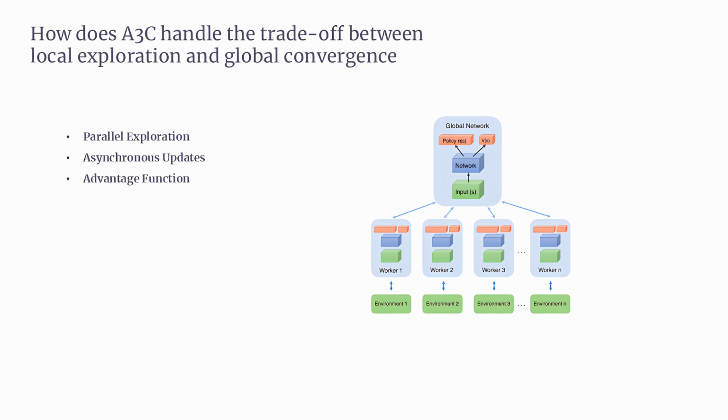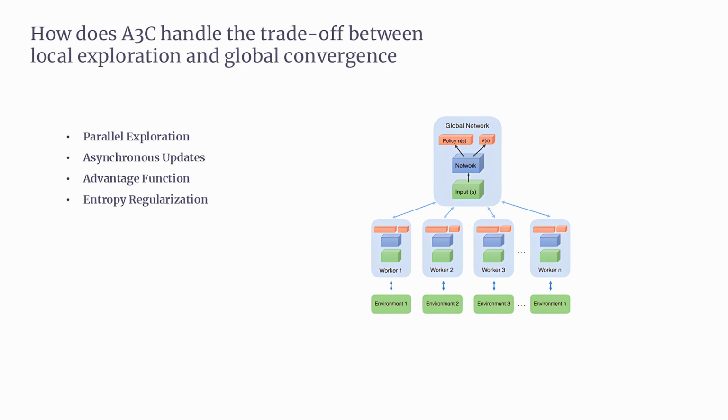The third, advantage function. A3C uses the advantage function to focus on improving the policy. This function evaluates how much better an action is compared to the average action in a given state. By guiding updates towards better than average actions, A3C balances exploration, trying new actions, with exploitation, choosing the best known actions. The fourth, entropy regularization.